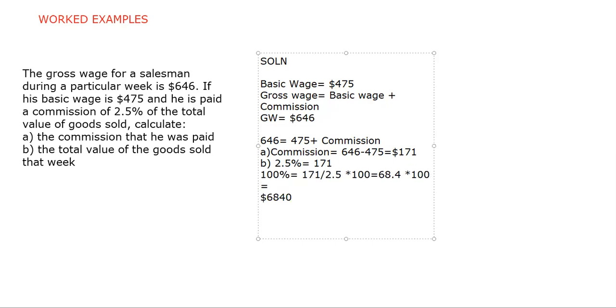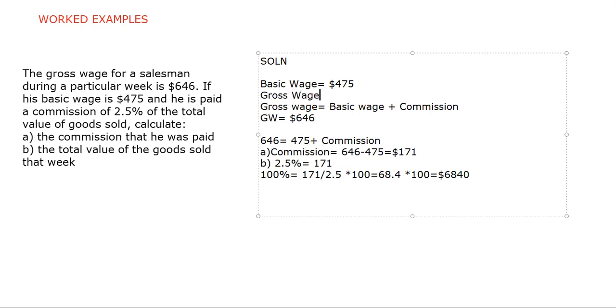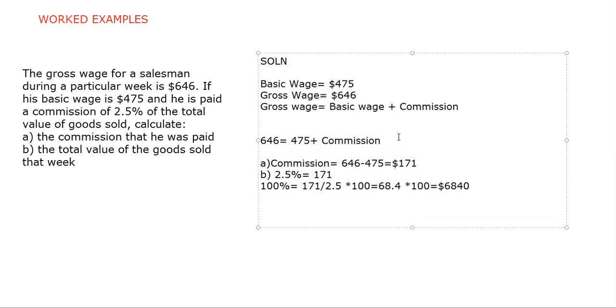Let me explain this example again. Gross wage is your basic wage plus your commission. They gave us his basic wage and they gave us his gross wage. His gross wage is 646. So we need to subtract his basic wage from his gross wage to get his commission, which is what I'm showing you here. Gross wage is equal to basic wage plus commission. We know his gross wage is 646. We know his basic wage is 475. So we subtract the two to get the difference, which is his commission. So his commission is 646 minus 475, which is 171.